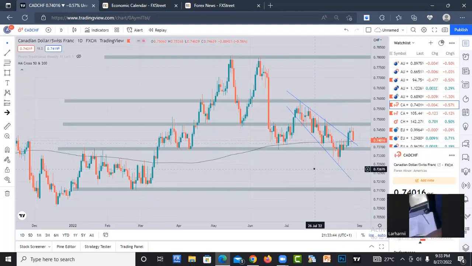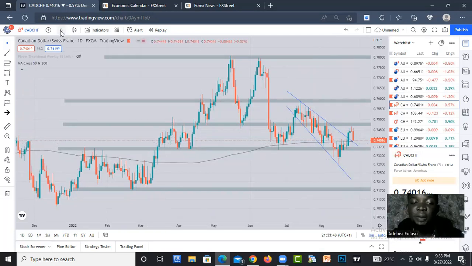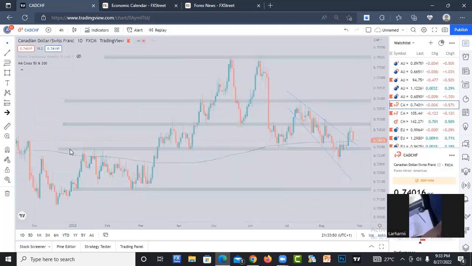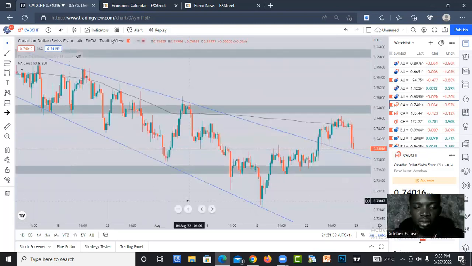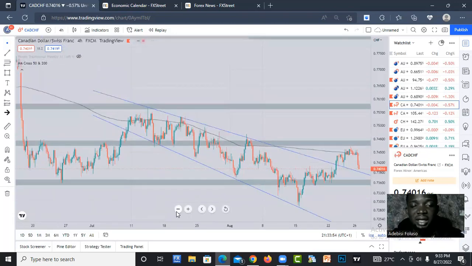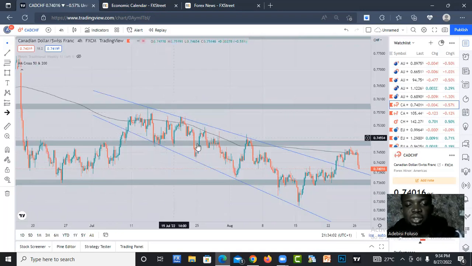So I just go ahead and pick out my support and resistance. Then I move down to my 4 hours. You get now. Getting to my 4 hours, the first thing I look out for again is my 200 EMA also. And presently I can see that the price is according to the 200 EMA.